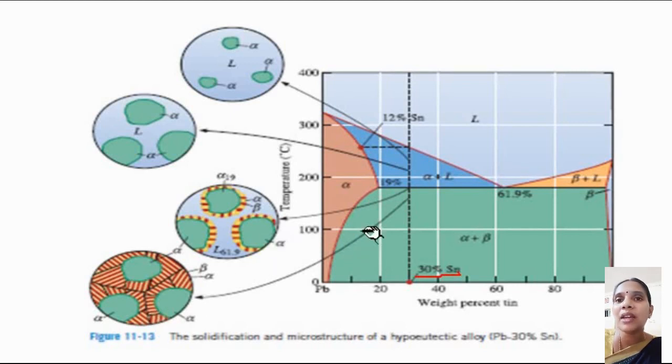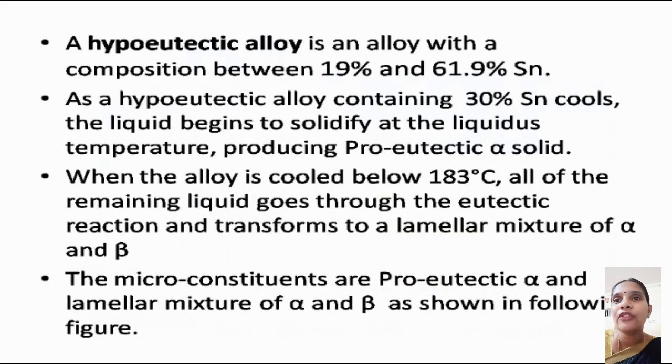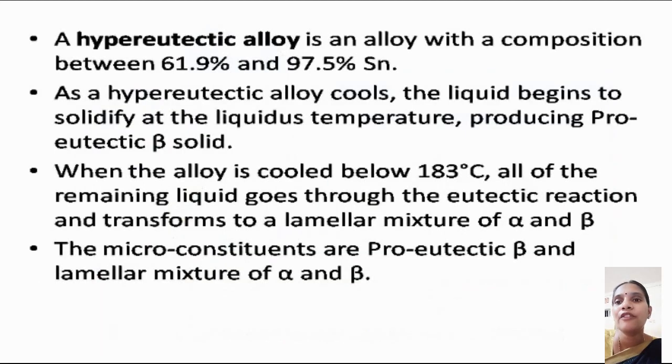So, the resulting microstructure when cooled well below the eutectic temperature is a combination of proeutectic alpha and the eutectic mixture. Eutectic mixture is the lamella of alternating plates of alpha and beta. So, this clearly illustrates the microstructure evolution of a hypoeutectic alloy. When the alloy is cooled below 183 degrees Celsius, all of the remaining liquid goes through the eutectic reaction and transforms to a lamellar mixture of alpha and beta. The microconstituents are proeutectic alpha and a lamellar mixture of alpha and beta as shown in this figure.